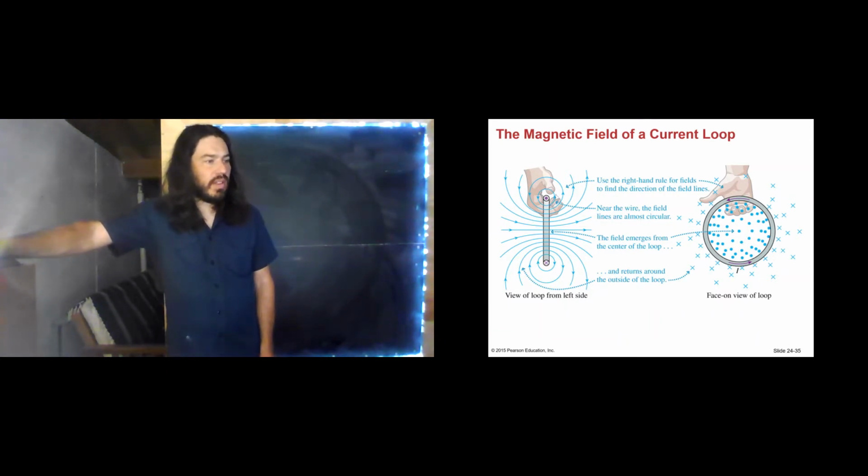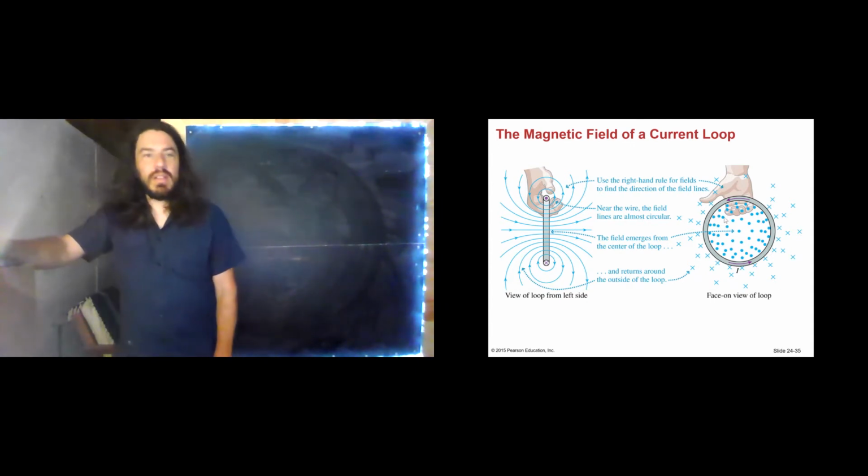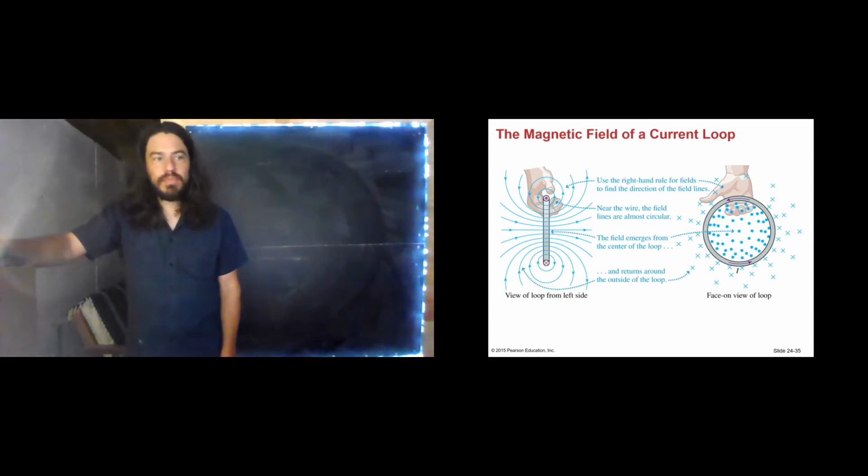Near the wire, the lines are almost circular, as we would expect from a current-carrying wire, but in the middle here, they're pretty much just straight. Notice we get all one direction on the inside of the loop, all one direction on the outside of the loop.